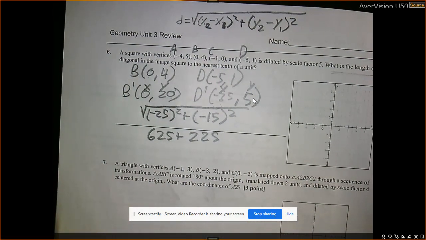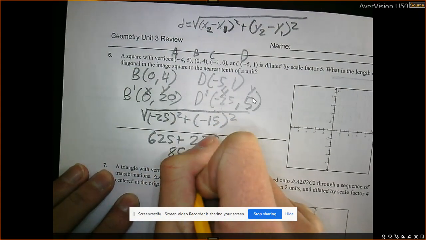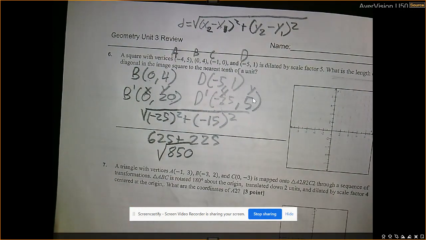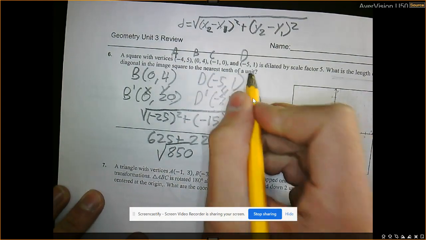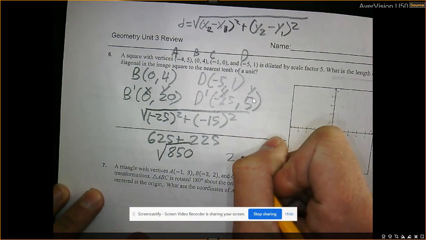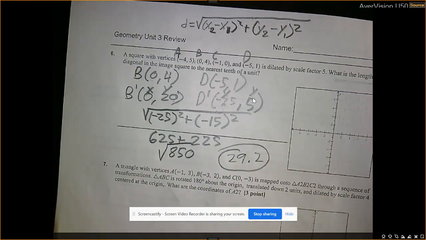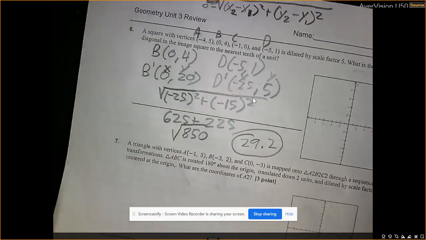Then I just have to add those up, and that's going to be 850, which means my answer is the square root of 850, which you can leave as that, or if you put the square root of 850 in your calculator as a decimal, it does say to the nearest tenth, so that is going to be 29.15, which just rounds up to 29.2. So that's how you would tackle a problem like that. Moving on down to number 7.